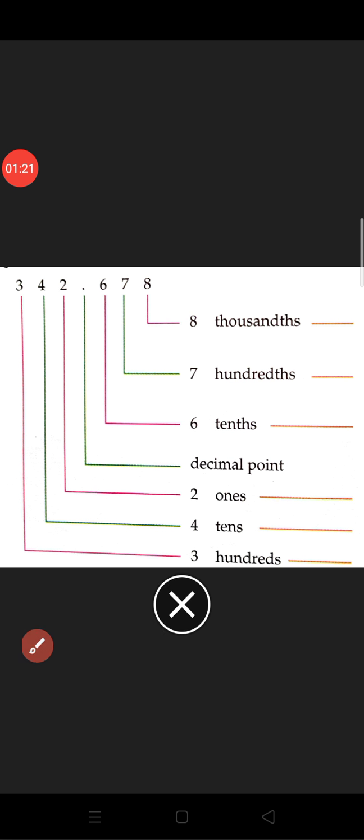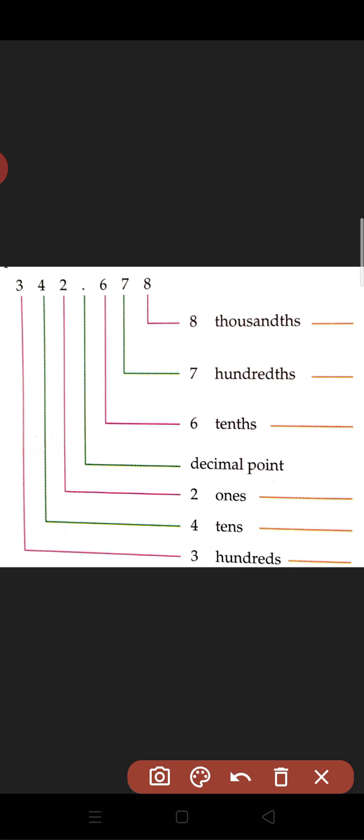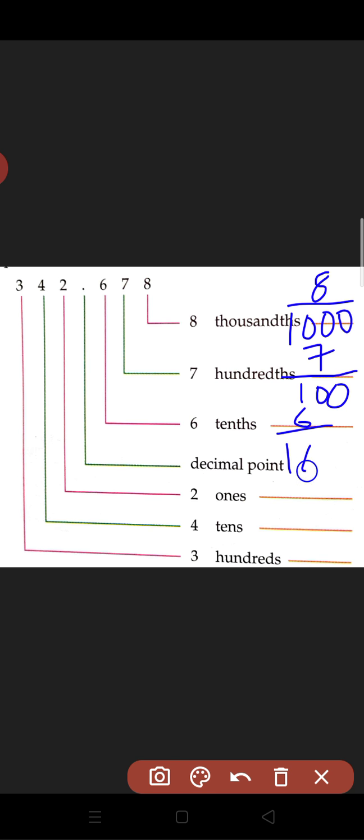Now we are going to write the place values. We know how to write place values. Now start from 8. 8 is at the thousandths place. So the place value of 8 is 8 by 1000. Next, 7 is at the hundredths place. So the place value of 7 is 7 by 100. Next, 6 is at the tenths place. So the place value of 6 is 6 by 10.